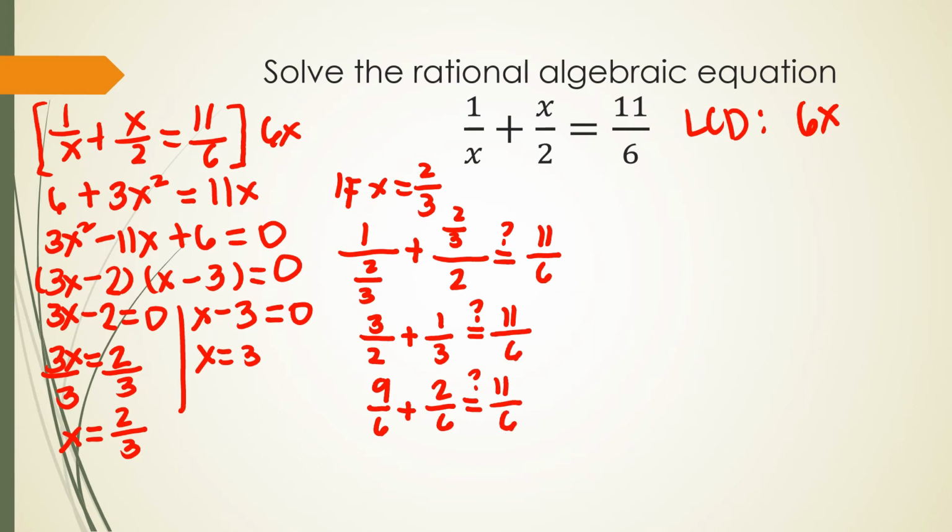So, since we now have the same denominators, 9 over 6 plus 2 over 6, we can now add the numerators. So, first is to copy the common denominator and then add the numerators. So, 9 plus 2, that is 11. So, 11 over 6 is equal to 11 over 6.